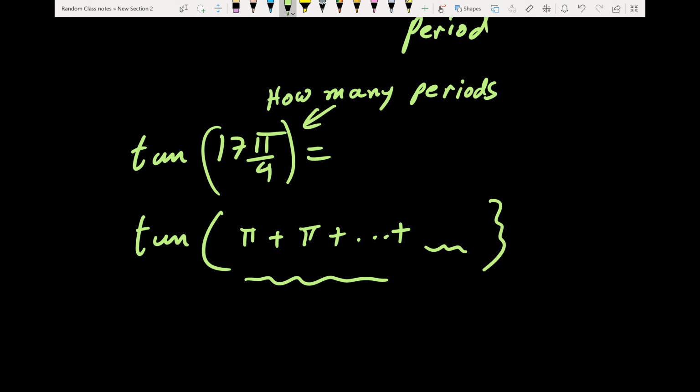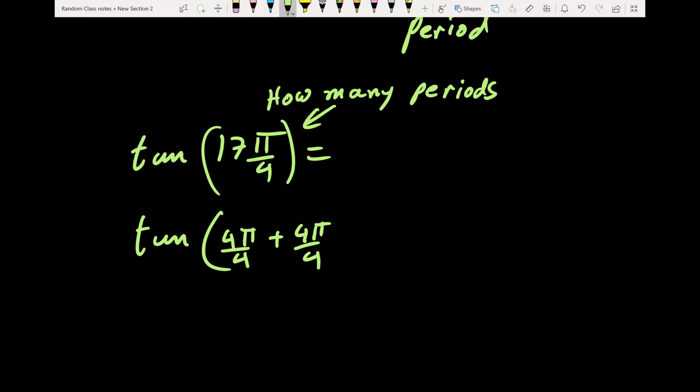Now, does this look like pi yet? 17 pi over 4? No. How can I make pi look like that? Does that make sense? Right? So how many 4 pi over 4 do you have inside this? Let's look at it. So 4 pi over 4. Let me add one more. I got 8 pi over 4. So how many more do I have to go? 4 pi over 4, which is 12 pi over 4. Plus what? 16 pi over 4.